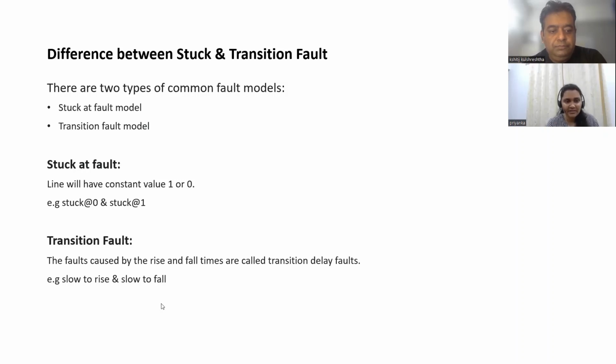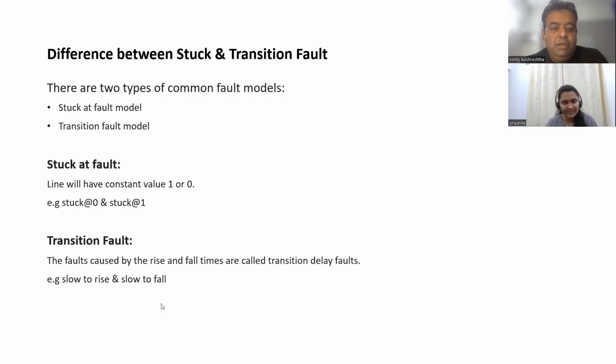Next is the transition fault. The fault caused by slow rise and fall times is called a transition delay fault. It means it will give you the output in a delayed form. There are two classifications: slow to rise and slow to fall. You'll get the correct output, but it will take some time. The value of the particular node is not rising from 0 to 1 or falling from 1 to 0 in time, so in this condition you'll get the transition fault.